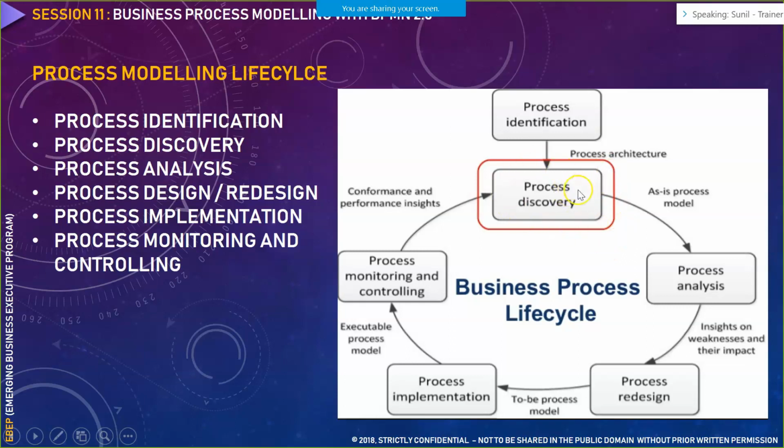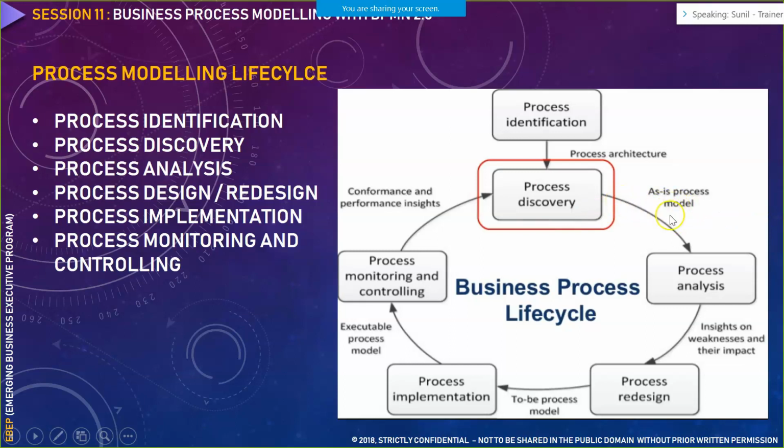Now, after you have discovered the process, the third stage is process analysis, wherein you tend to understand how the system is working at this point of time. So essentially, in a typical BRD, you have as-is model. So as-is model is the outcome of your process discovery, wherein you understand how the system is functioning currently. After that, you get the as-is model.